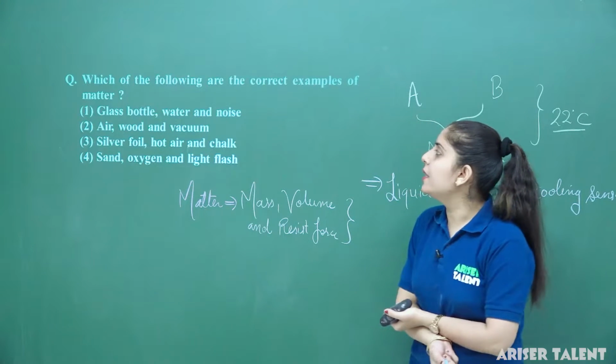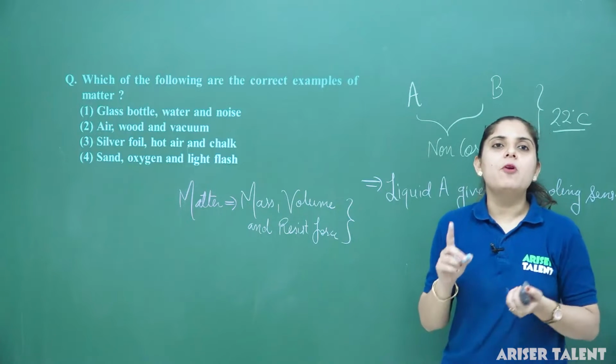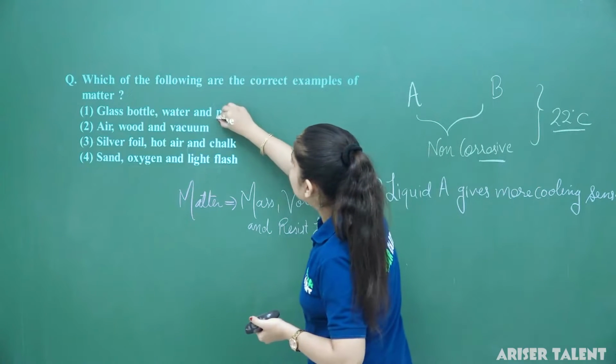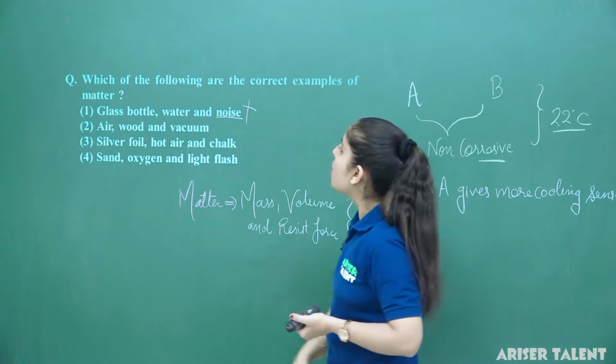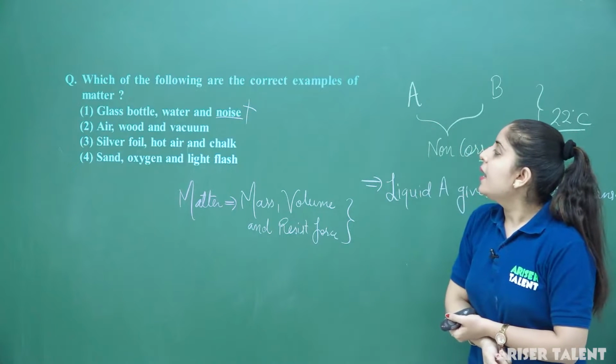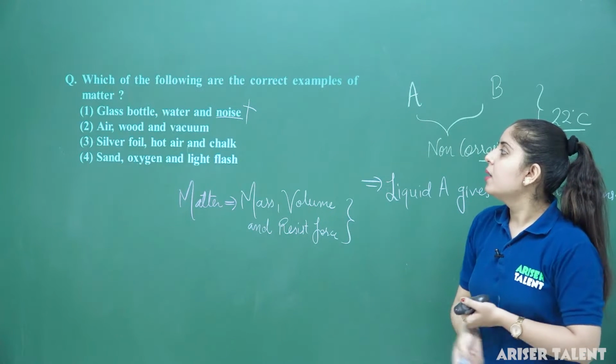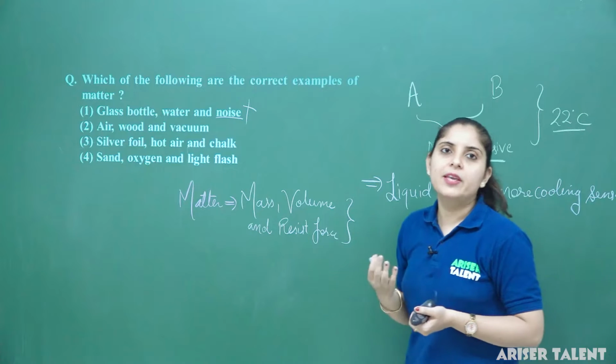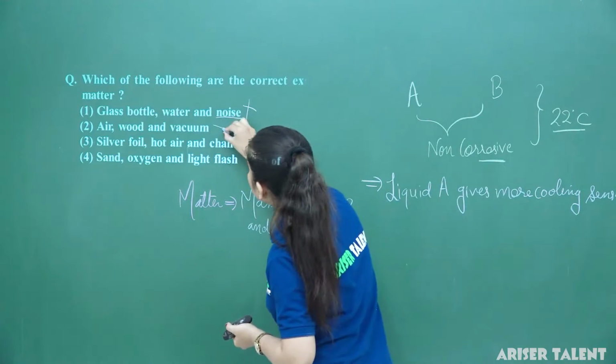Glass bottle, water and noise. Glass bottle and water are matter, but noise is not matter. So this is the wrong option. Air, wood and vacuum. Air and wood are matter, but vacuum is again not matter. So again this option is wrong.